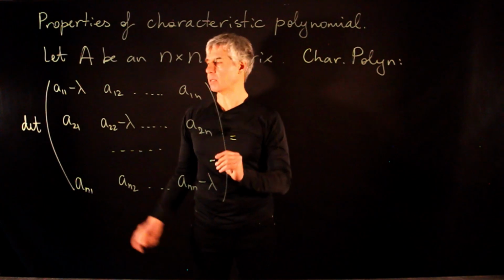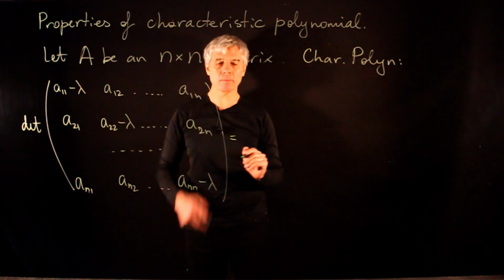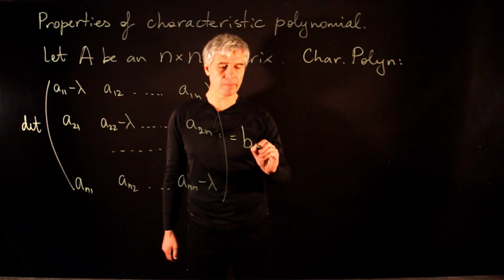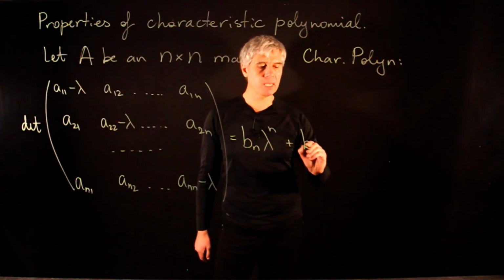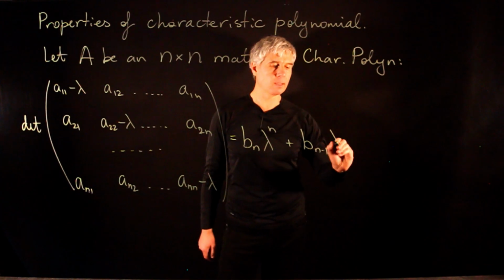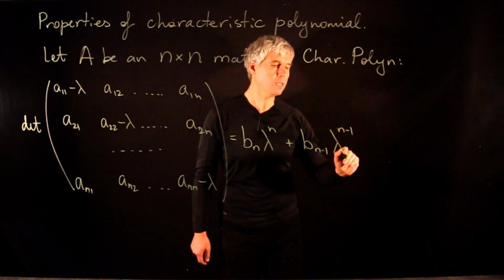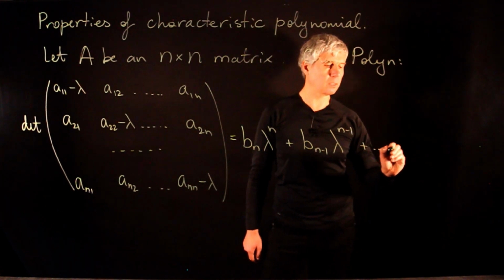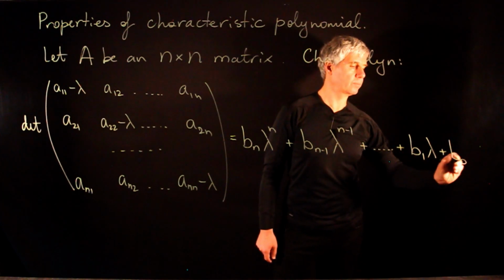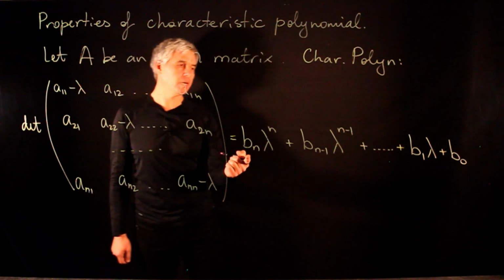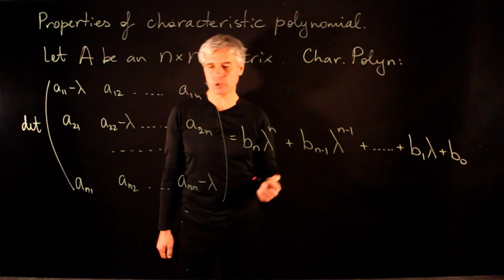So we can write the characteristic polynomial for an n by n matrix as bn times lambda to the power n plus bn minus 1 lambda to the power n minus 1 plus dot dot dot plus b1 lambda plus b0. What can we say about the values of these coefficients?